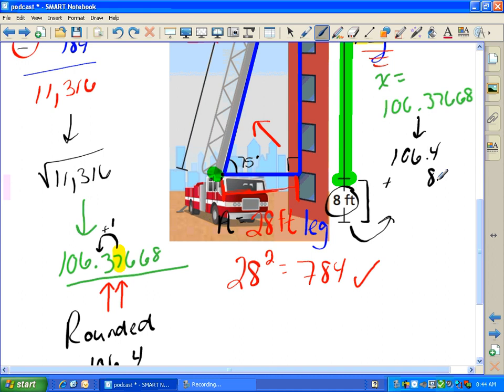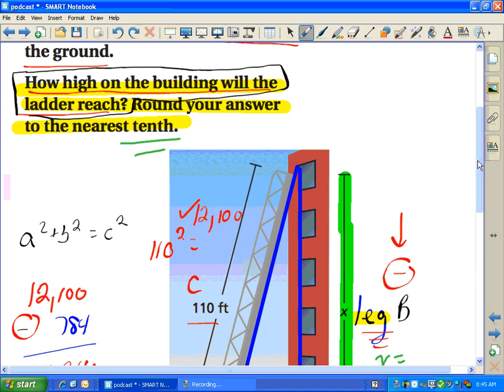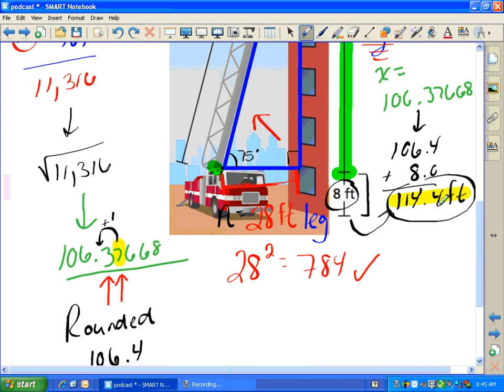If you put the 8 here, epic fail, Miami Heat-like for you, because you forgot that that's like 8.0. So you just type it in on your calculator. And when you do that, it gives you 114.4 feet. How high will the ladder reach? It will reach 114.4 feet on the building. Hopefully, if you're in this building and you had to get down, you're not higher than 114.4 feet.